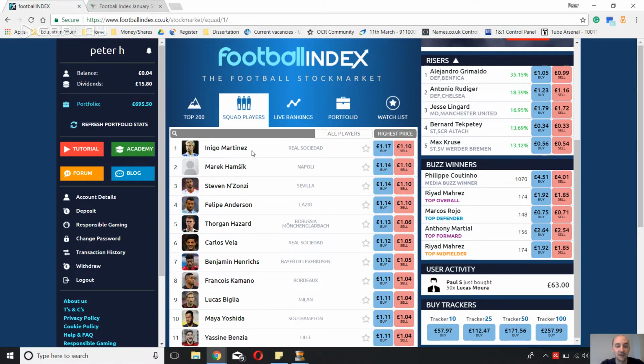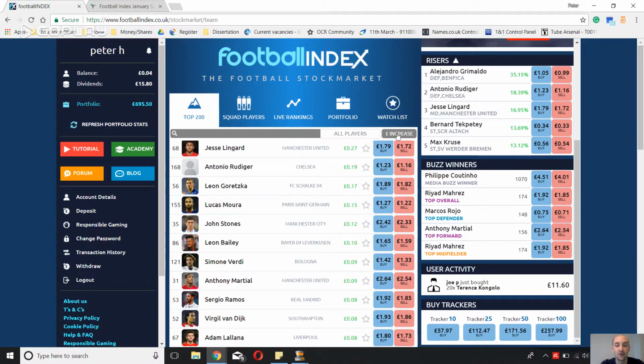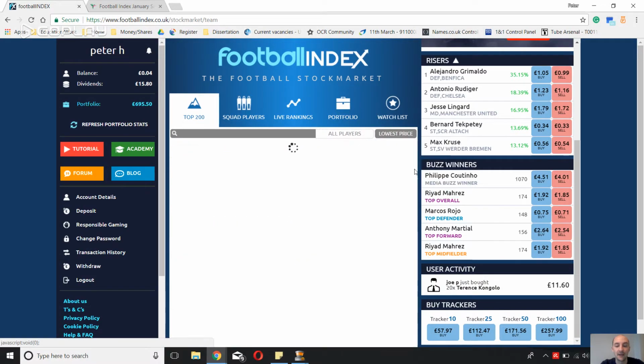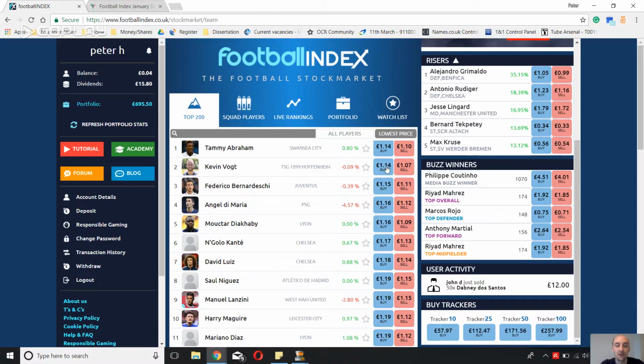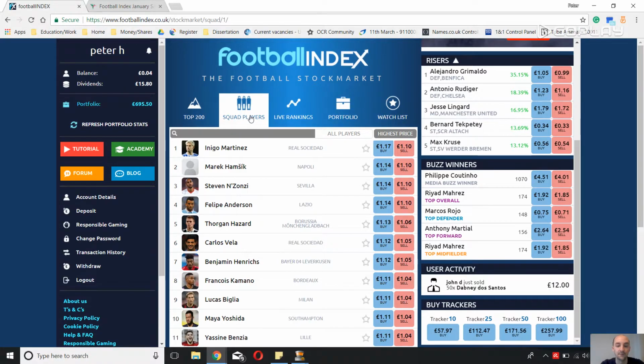As the shares increase on here, for example, if he was to go up to £1.20 a share, he would overtake the person who is bottom in the top 200. So Tammy Abraham, he's actually higher than him at the moment. So when they refresh the database, I would expect him to overtake Tammy Abraham and Abraham to be relegated into a squad player. There's nothing wrong with buying squad players. They're just perhaps not as popular, so their prices won't rise as much.